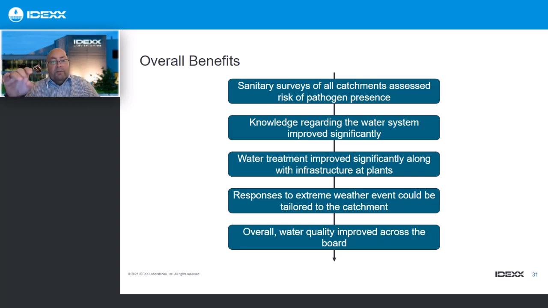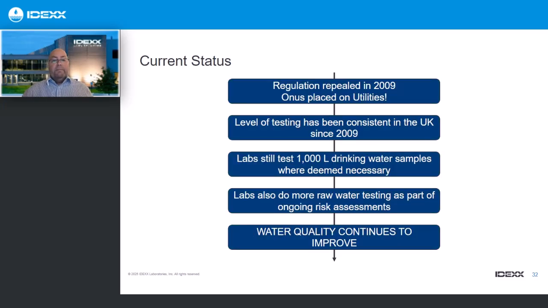One additional benefit, the response to extreme weather events could be tailored to the catchment. So if there was a flooding event, they knew what to do to prevent an outbreak with Cryptosporidium. In general, overall water quality improved across the board. And that's not just for Cryptosporidium and Giardia, but also water treatment for your total coliforms, your E. coli, your enterococci improved significantly.